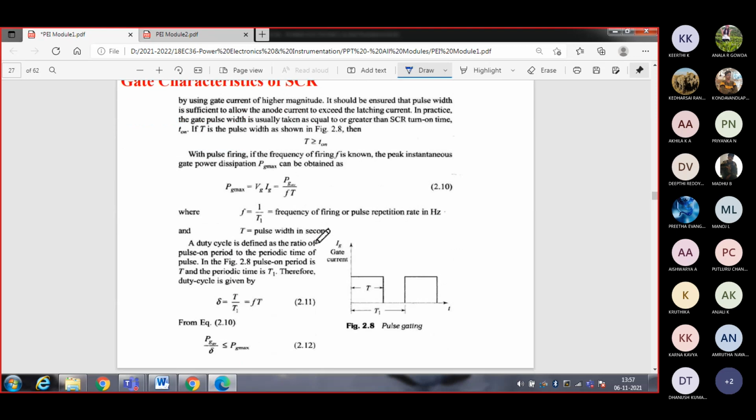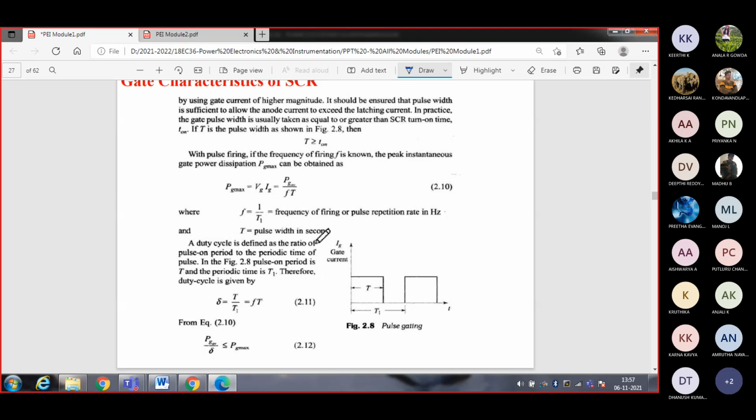These are the equations. What is PG maximum? You're supposed to calculate VG into IG. We'll be knowing it because in the threshold region, in that region only we're going to calculate that. With the pulse firing, if the frequency of firing F is known, the peak instantaneous gate power dissipation PG maximum can be calculated with VG into IG, where VG into IG is equal to PG average divided by F into T. Once you know the frequency, you can calculate that.